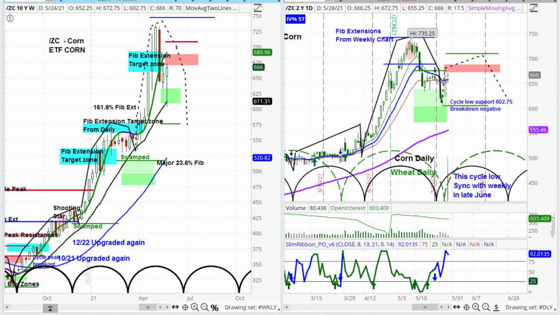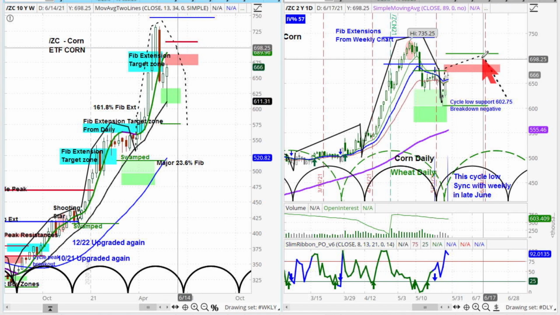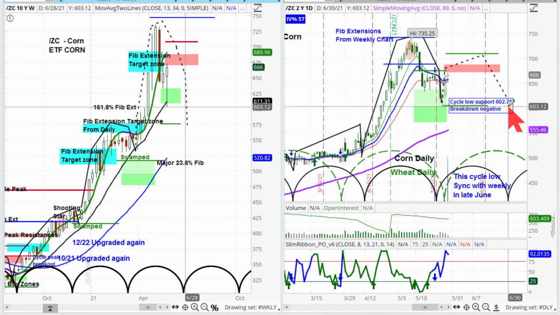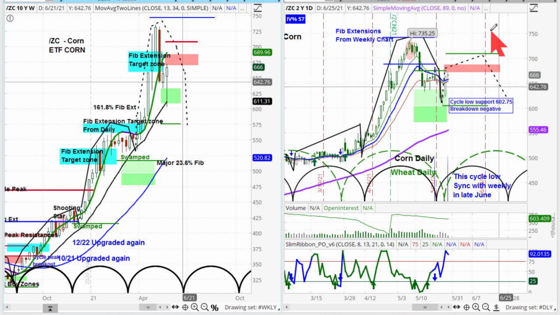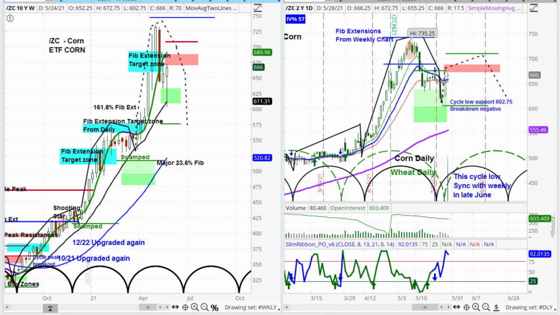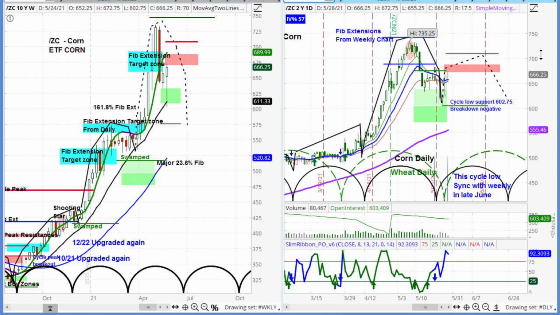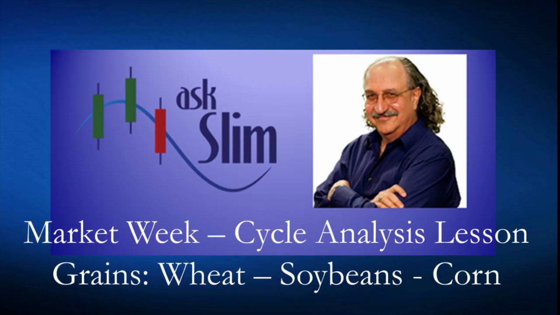Some might call this an A, B, C pattern. In our case, because we look at cycle analysis, we don't really look at that. But if you look at Elliott Wave, you could see how sometimes it does match up. This does say to us that the grain markets are in a rebound on the upside and likely to be trading to the downside again pretty soon to complete an intermediate correction. That is a look at cycle analysis and a look at the grain markets.